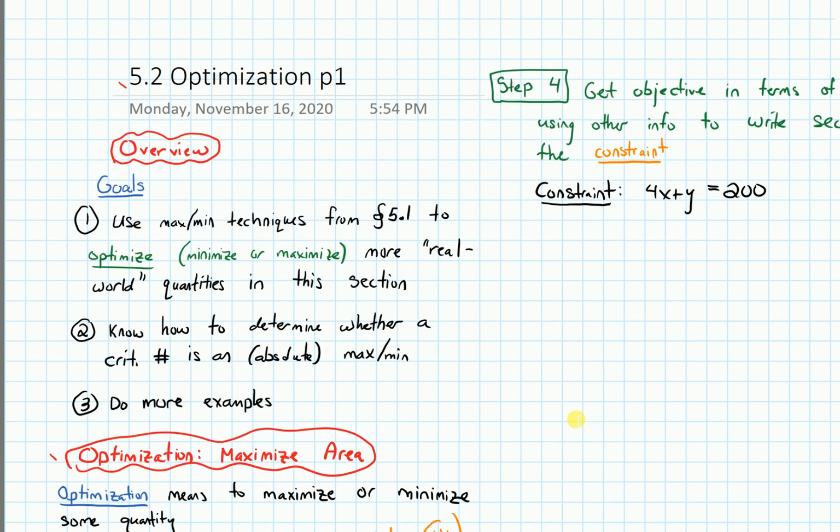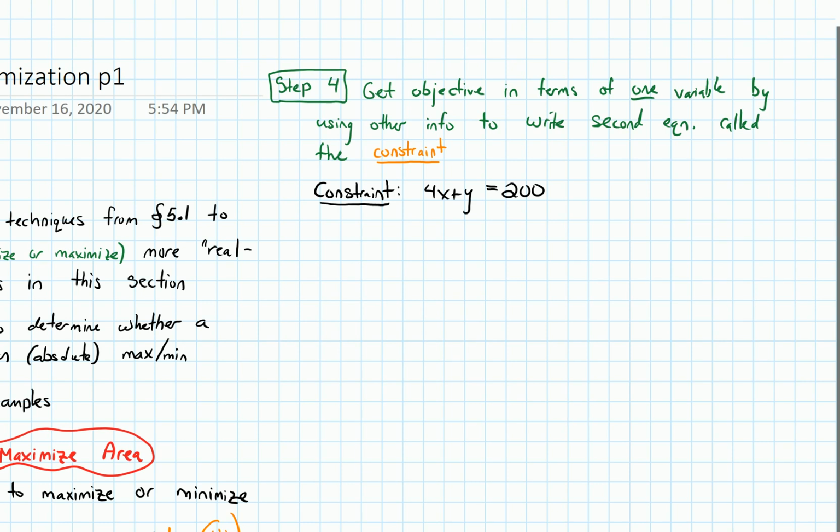All right, so we have this constraint, and what I'm going to do now is isolate one of the variables in the constraint, because if I remember my objective, our objective was the area equation. Area equals x times y. And we wanted this to be in terms of one variable instead of 2. The way we can do that is if we can isolate one variable in the constraint and plug it into the objective equation, then we'll get the objective in terms of one variable. So it looks like it's going to be a little bit easier to isolate y. We get y equals 200 minus 4x if we do that.